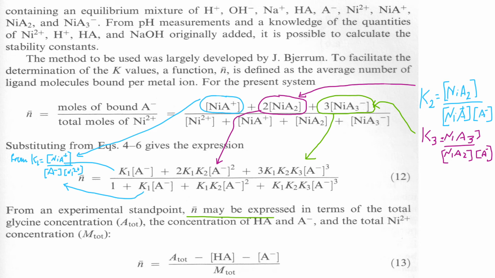Now from the experimental point of view, N bar can be expressed in terms of total glycine, which is the glycine used, A total, the concentration of HA and A minus. Total glycine in solution is in two forms, either protonated glycine HA or deprotonated glycine A minus, divided by the total metal, which is M total. This is equation 13.